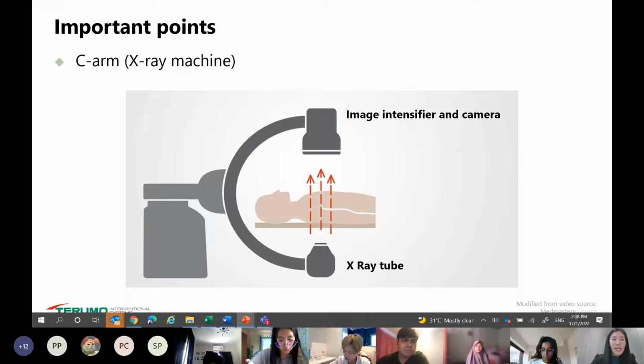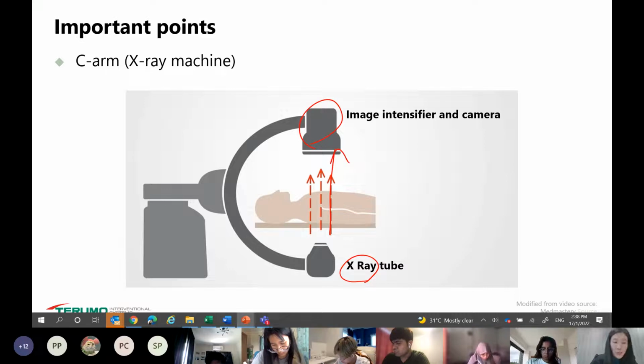Okay, I keep mentioning the C-arm, so I'm not sure whether you know about this, but let me just very briefly go through. The X-ray or C-arm machine basically has its X-ray tube at the bottom. So this is where the radiation source is from, and the top tube here is the image intensifier or the camera. X-ray can pass through soft tissues like blood vessels, but contrast media blocks this X-ray from going to the camera, right? So you will see a shadow, and that's how an angiogram is created.